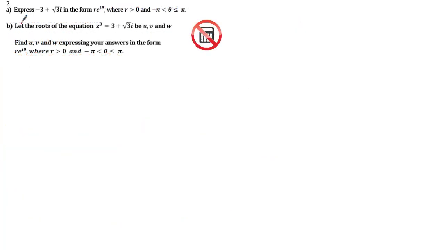So the first part of the question says express minus 3 plus root 3i in the form re to the i theta, where r is greater than 0 and theta is between negative pi and pi. So I'll leave it to you to pause the video to have a go at the question, and when you come back I'll show you the solution.